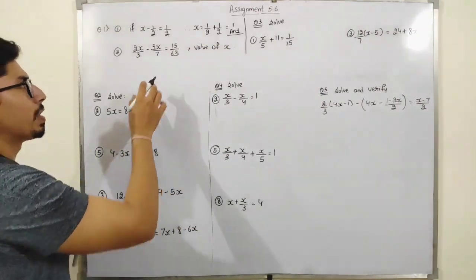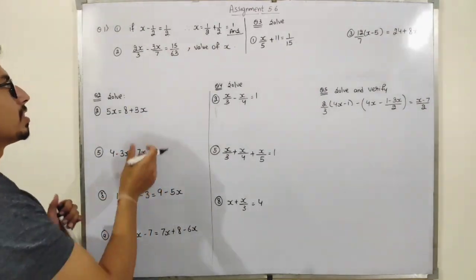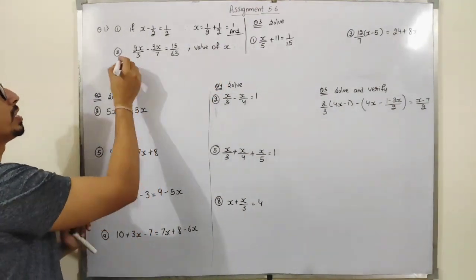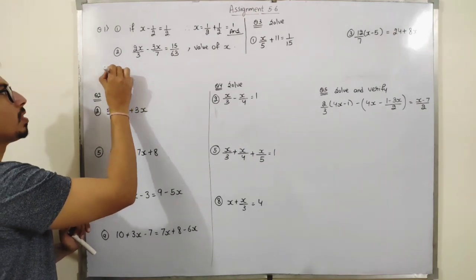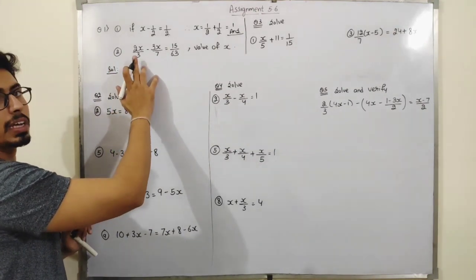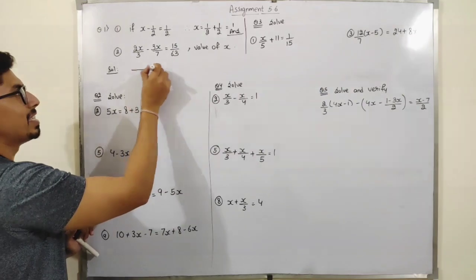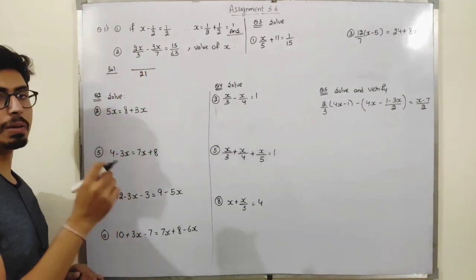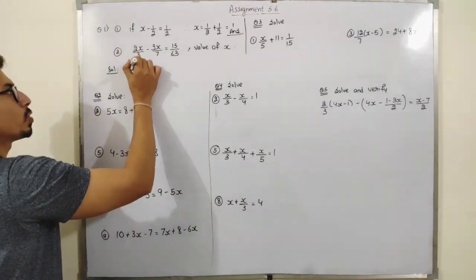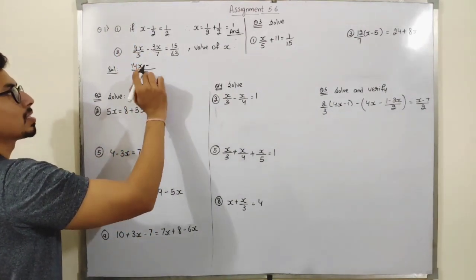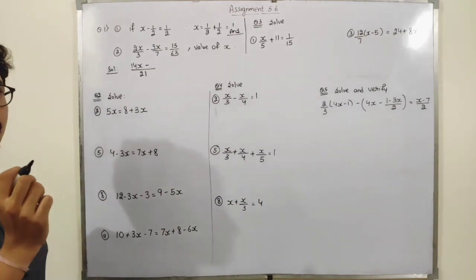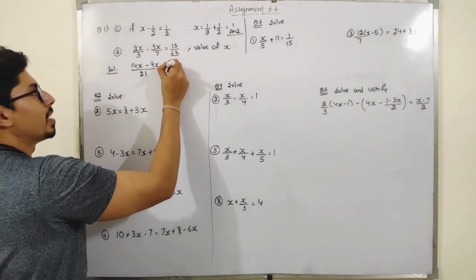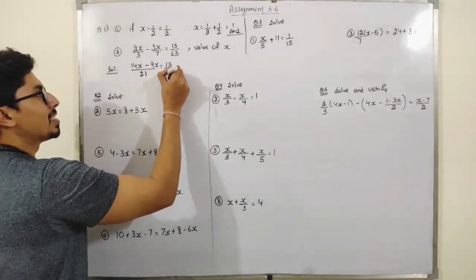Now moving forward to the second part, students. This is given to us and I have to find out the value of x. Now students, see, take the LCM of 3 and 7. The LCM will be 21. So 21 divided by 3 will be 7, and 7 times 2 is 14. So it will be 14x minus 21 divided by 7, it will be 3, and 3 times 3 is 9. So it will be 9x, and 15 by 63 as it is.